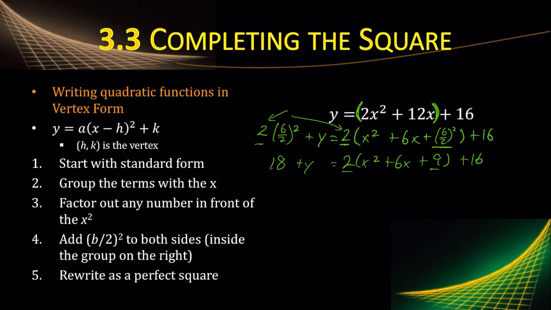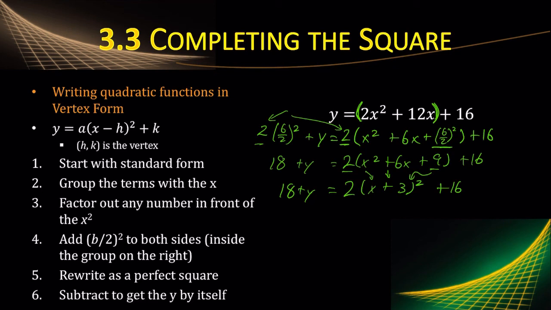All right, next we're going to rewrite it as a perfect square. That's the parenthesis part. It'll always be x, that sign, and that number. So 3 squared is 9, so I have the 3. Finish by subtracting to get the y by itself. So it looks like y equals 2 times x plus 3 squared minus 2.